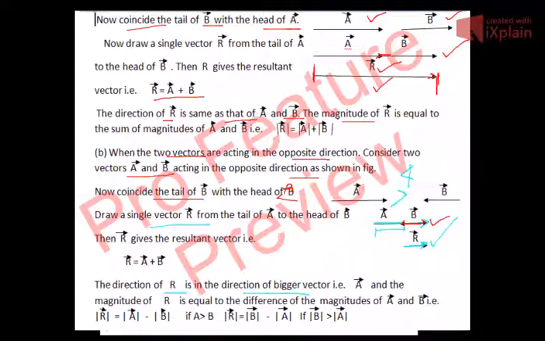And the magnitude of R is equal to the difference of the magnitudes of A and B. In the first case, when they were in the same direction, the magnitude of R was equal to the sum of the magnitudes of A and B. Now in the second case, it will be equal to the difference of the magnitudes of A and B. So R will be equal to magnitude of A minus magnitude of B if A is greater than B, and R will be equal to B minus A if B is greater than A.